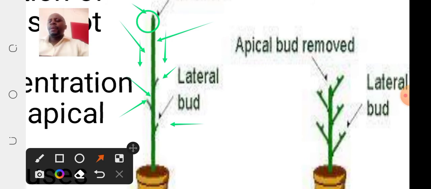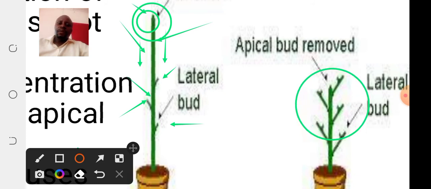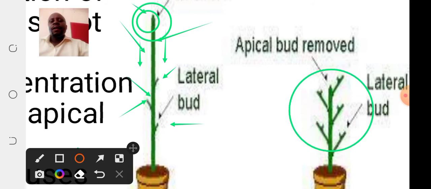So how is apical dominancy controlled or prevented? It is controlled by removing the apical bud. So when this apical bud is removed, it will actually stop producing auxins, hence facilitating growth of the lateral buds.